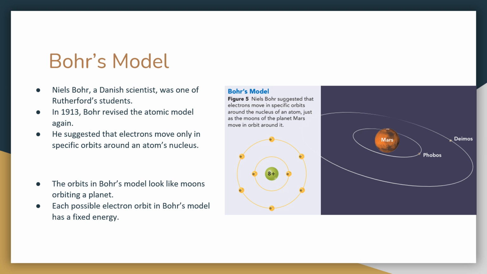So, figure 5 here, Niels Bohr suggested that electrons move in specific orbits around the nucleus of an atom, just as the moons of the planet Mars move in orbit around it. So there we have a picture of Mars with the moons Phobos and Deimos. And you can see the parallels there.